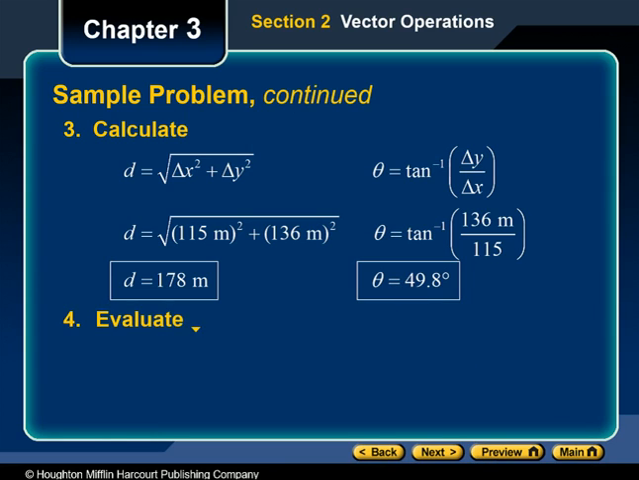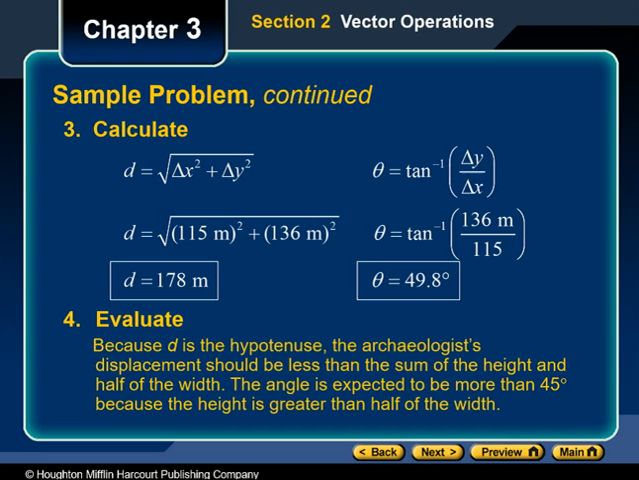Again, 3 sig figs. Step 4 of any working in a problem, we need to evaluate. So let's check our answers, broad strokes. Because d, the resultant, is a hypotenuse, the archaeologist's displacement should be less than the sum of the height and half of the width. The angle is expected to be more than 45 degrees because the height is greater than half of the width. And these things make sense. So we're pretty confident that we didn't mess up anything major, because if we did mess up something major, these kind of broad stroke checks would show that our answers didn't make sense.